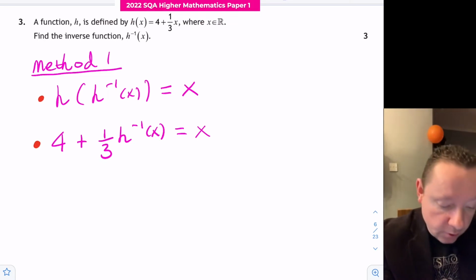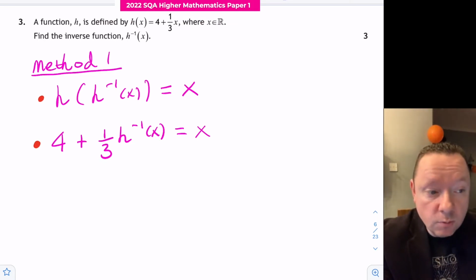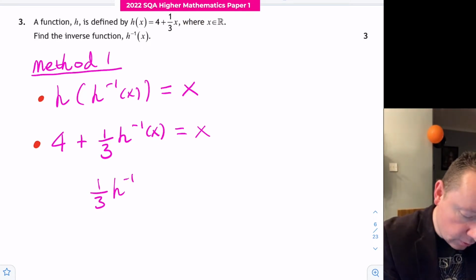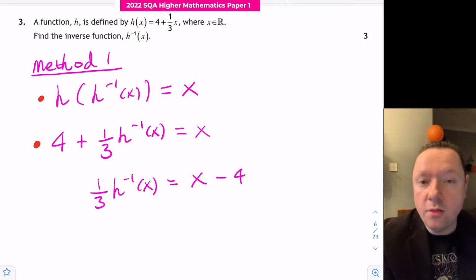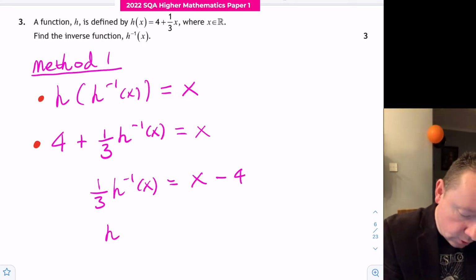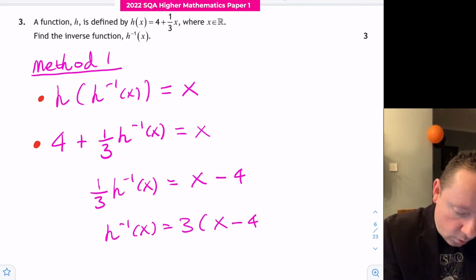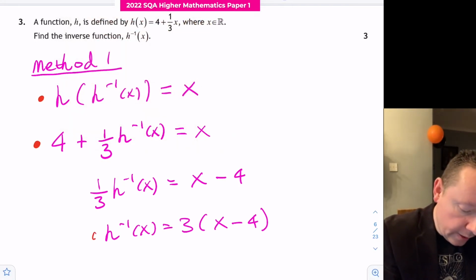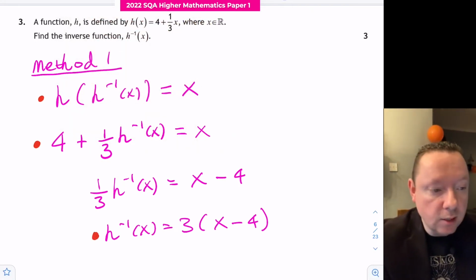And then for your third mark, make the inverse function the subject. So we'll need to do some work on that first of all. We've got 1/3 of the inverse function equals x take away 4, then multiply through by 3. The inverse function equals 3 times the whole of x minus 4. And we can leave it in that form to get your final mark, or you could have expanded the brackets, but there's no need to do that. So there's your first method.